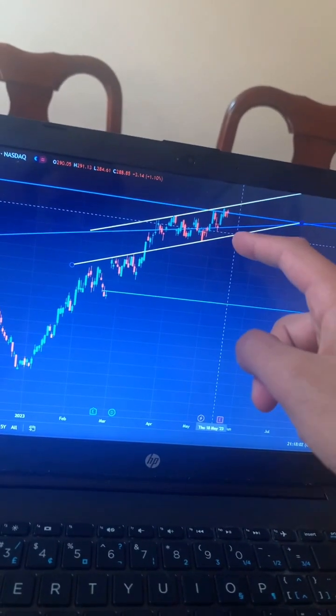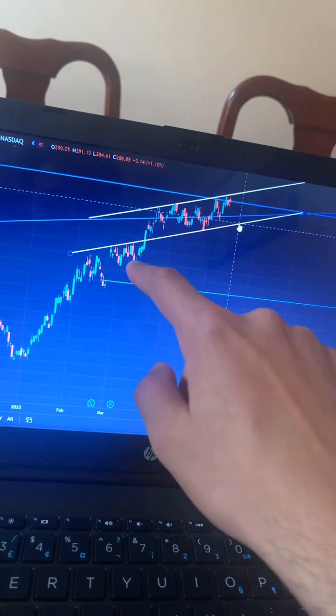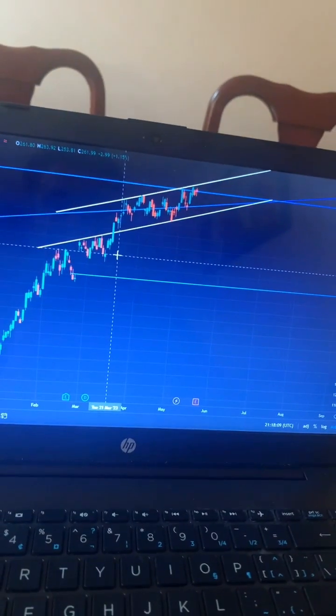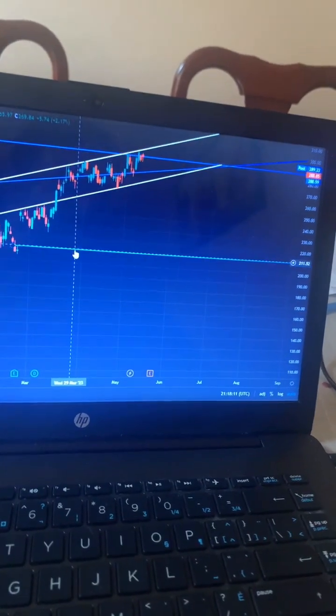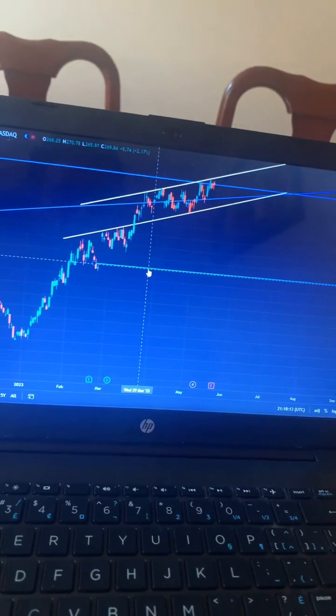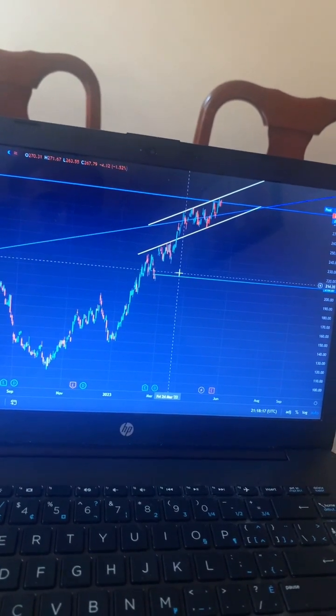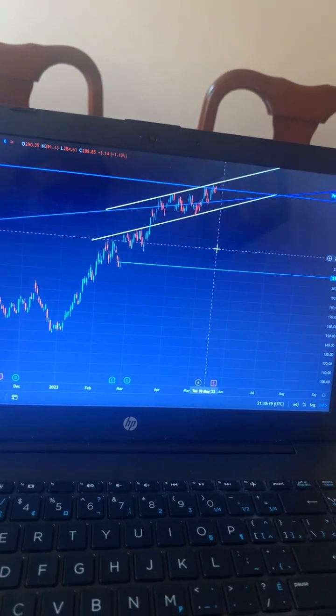If we break below it, expect the target all the way down to around $230, and then of course worst case scenario $210, and that's just before we see a bounce. I do think we're going to go a lot lower, but for a swing trade, those are the two levels to keep an eye on to take profits at.